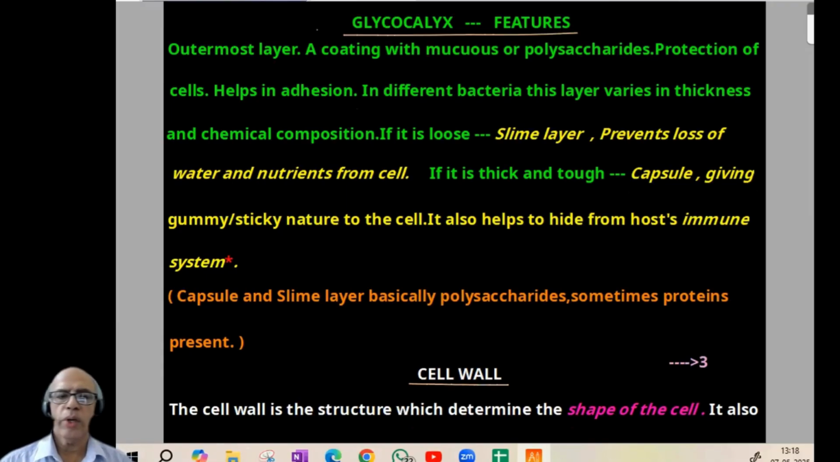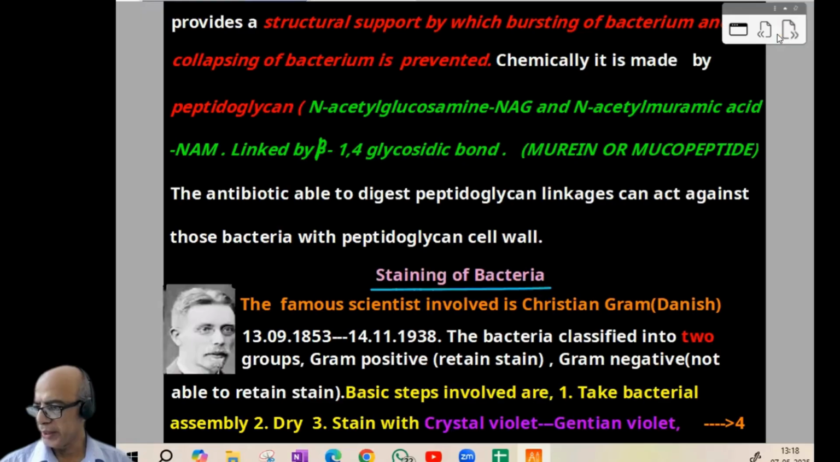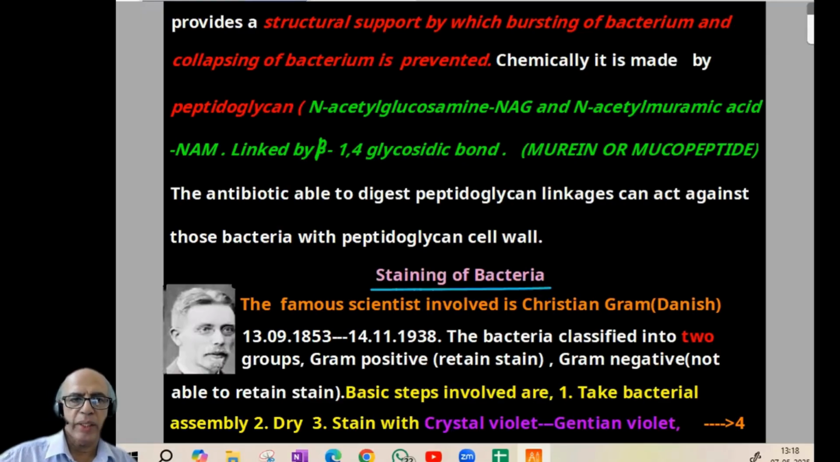Then we enter into the cell wall. The cell wall is the structure which determines the shape of the cell. It also provides structural support, by which bursting and collapsing of the bacterium is prevented. Chemically, peptidoglycan, NAG-NAM linkage, linked by beta-1,4 glycosidic bond, also called murein or mucopeptide. An antibiotic which is able to digest peptidoglycan linkages can be given specifically to destroy the infection, because that antibiotic will work on the peptidoglycan cell wall.